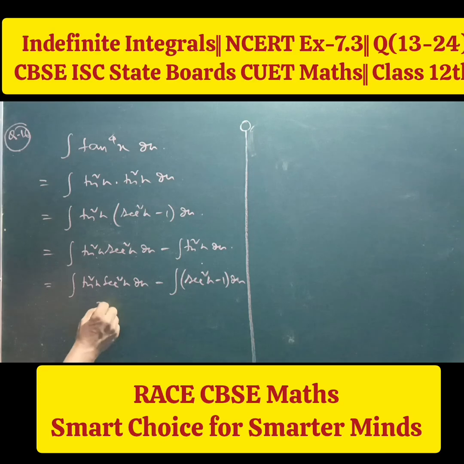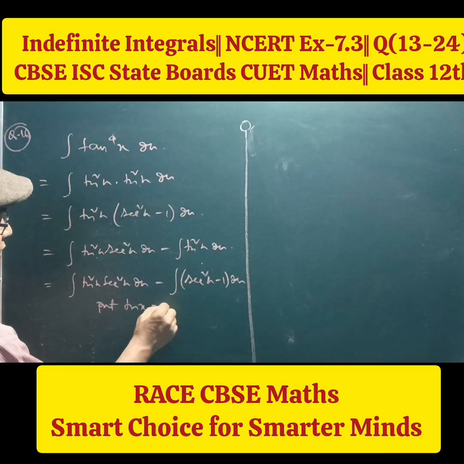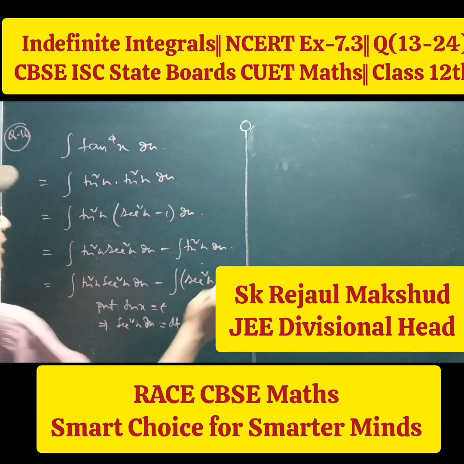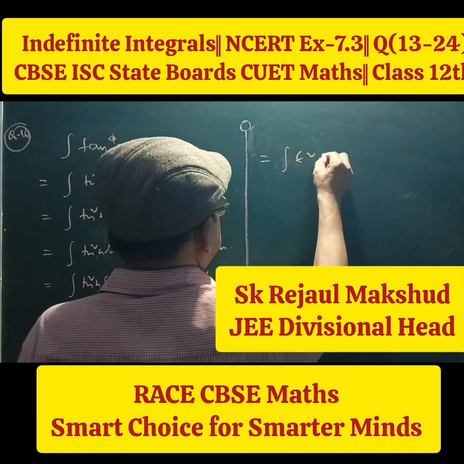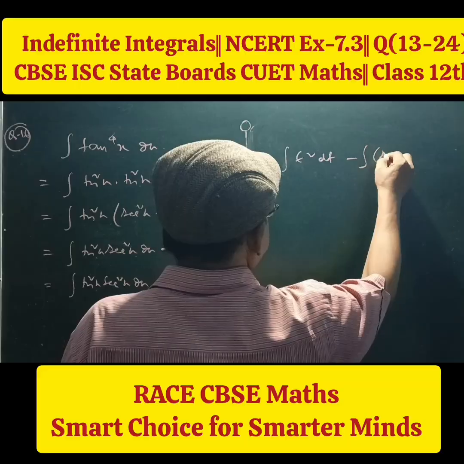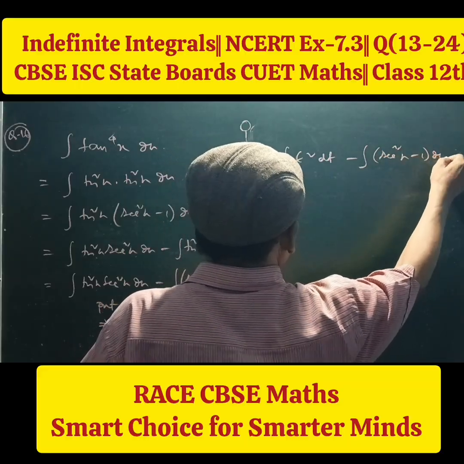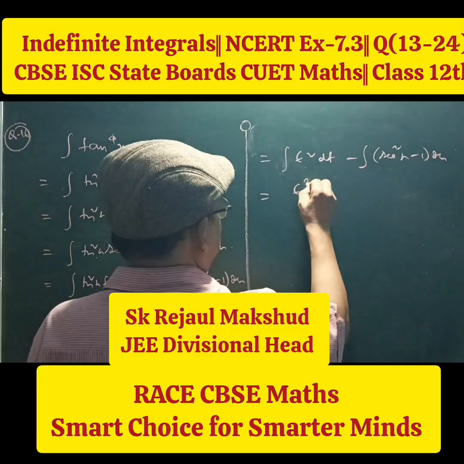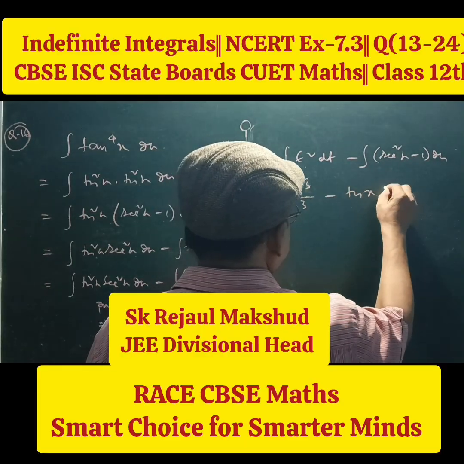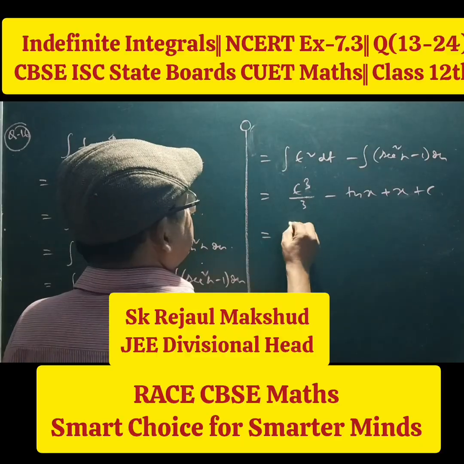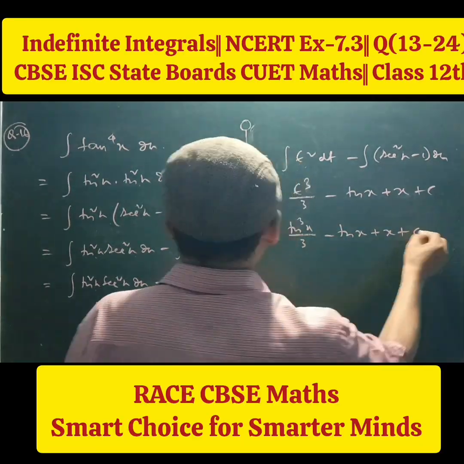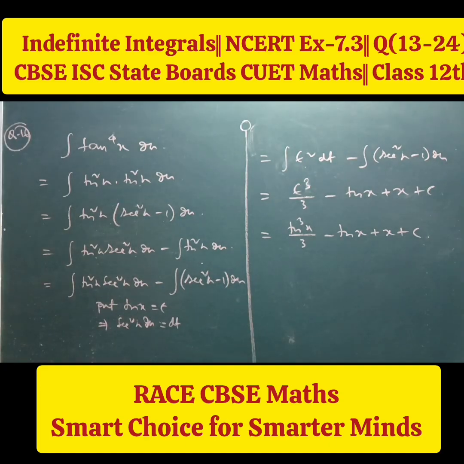Put tan x equal to t here. Suppose you put tan x equal to t, so sec square x dx equals dt. So we get t square dt, and integration of sec square x minus 1 into dx. So this is t cube by 3 minus tan x plus x plus c. T means tan x, so this is tan cube x by 3 minus tan x plus x plus c. This is a fantastic question for board exams. In board exams this type of question is generally asked.